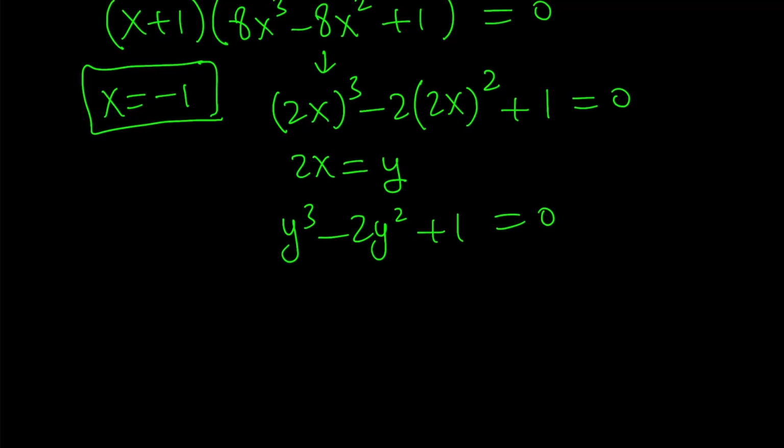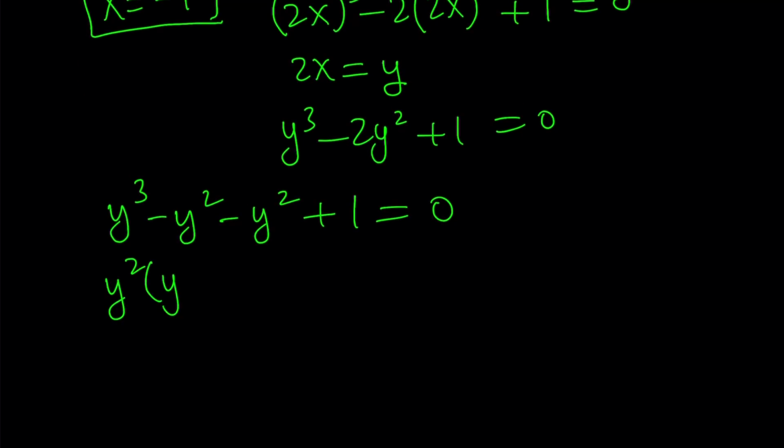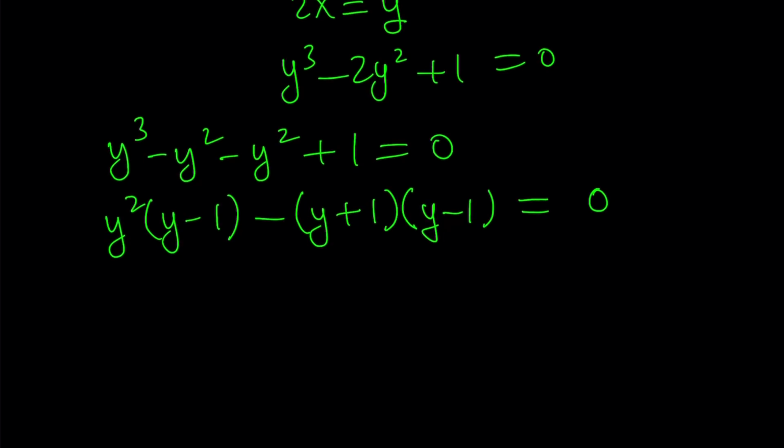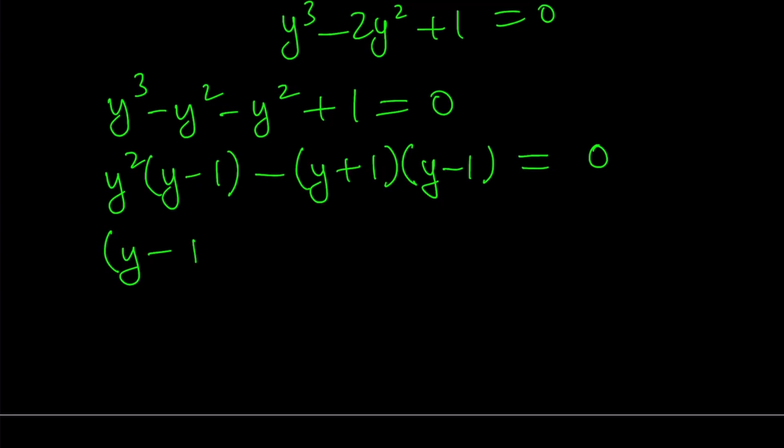One of the things that you should notice here is that the sum of the coefficients is 0. 1 minus 2 plus 1 is equal to 0. That means y equals 1 is a solution, which means y minus 1 is one of the factors. So this is factorable. Let's factor it by breaking down the negative 2y squared. And then we can factor out y squared, and then minus, this is difference of two squares, which gives us y plus 1 times y minus 1. So I factored y squared minus 1 into these. And now y minus 1 is a common factor, and that gives us y squared minus the quantity y plus 1, but it's going to be negated, and it's going to become y squared minus y minus 1 equals 0.